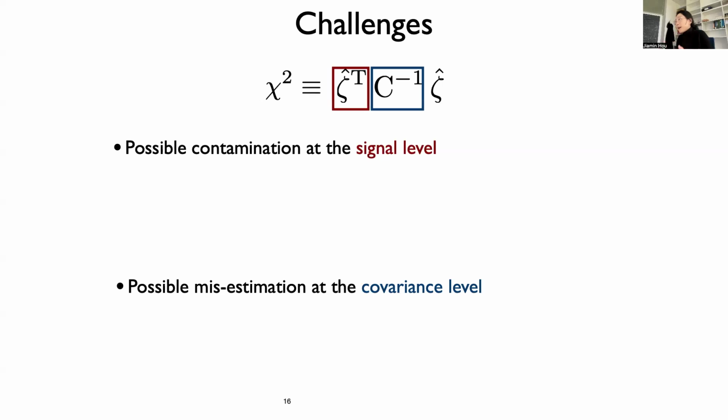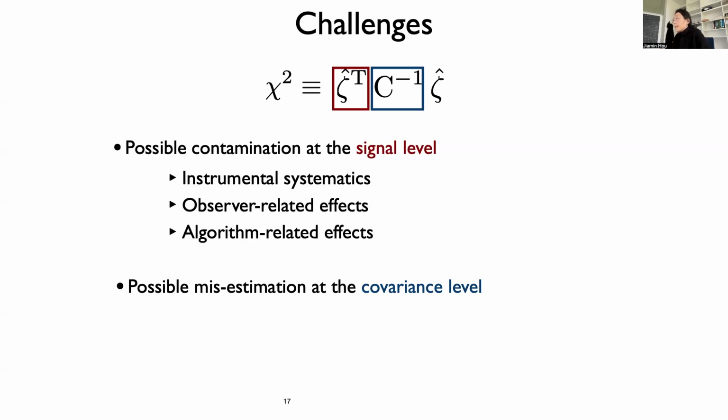If we come back to the definition of the chi-square, there are basically two components entering this number: the data vector for the 4-point function, or the signal, and the covariance that quantifies the uncertainty. This implies that we need to be mindful of potential contamination, both at the signal level and at the covariance level. First, at the signal level, we can broadly cast them into three categories: instrumental systematics, observer-related effects, and algorithm-related effects. For each of these categories, we further tested individual effects.